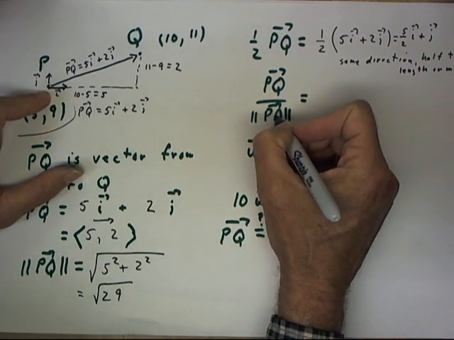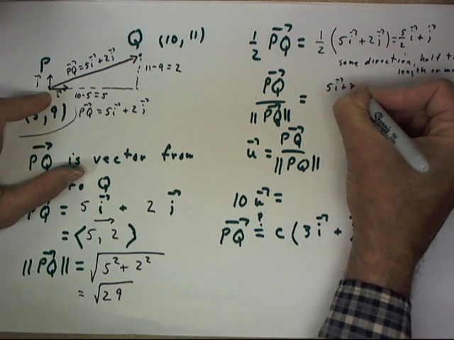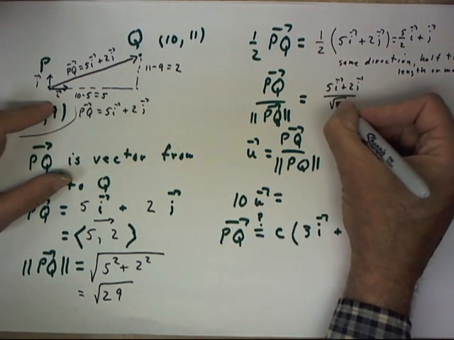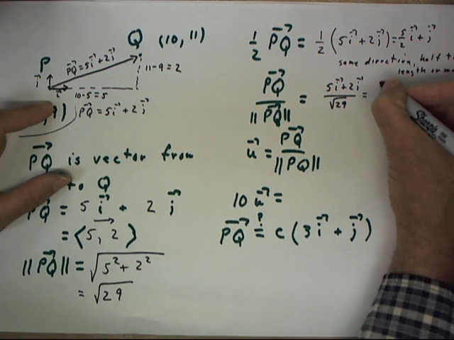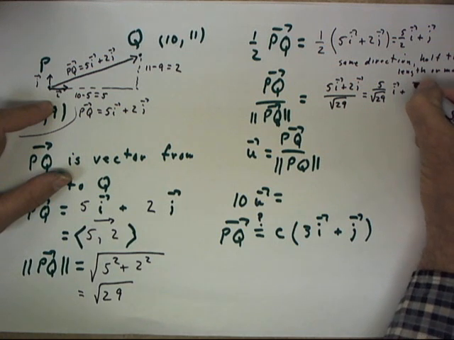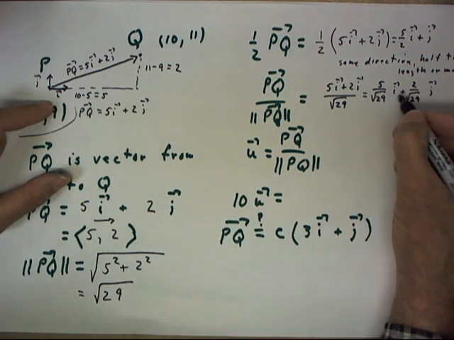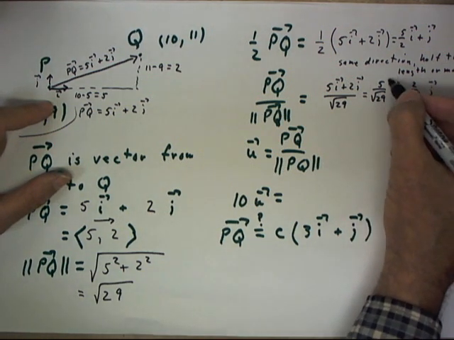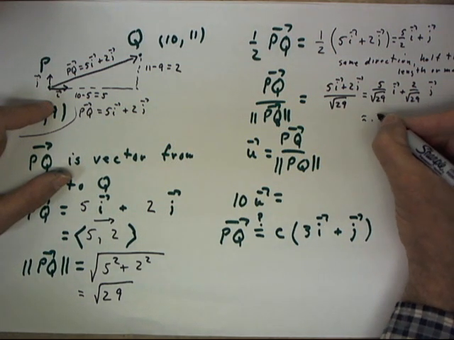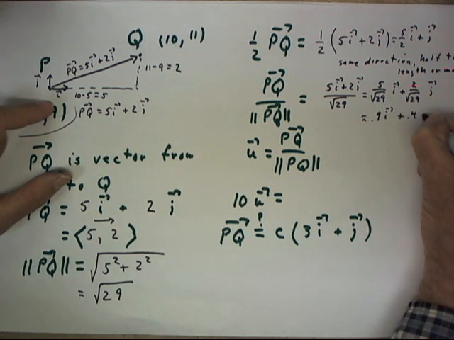Okay, now if we take the vector PQ and divide it by the magnitude of PQ, what do we get? We get 5i plus 2j divided by the magnitude, which is the square root of 29. Now that's 5 divided by the square root of 29 i plus 2 divided by the square root of 29 times j. This, of course, can be put into more standard form, 5 square root of 29 over 29 and so forth. We'll say that's approximately equal to, something like 0.9i plus 0.4j.